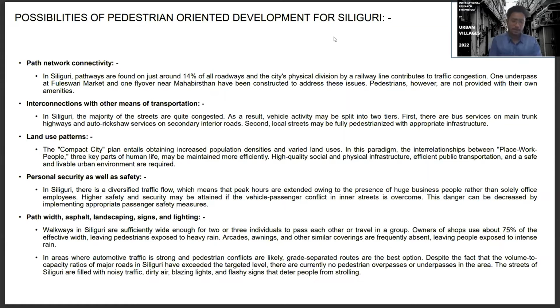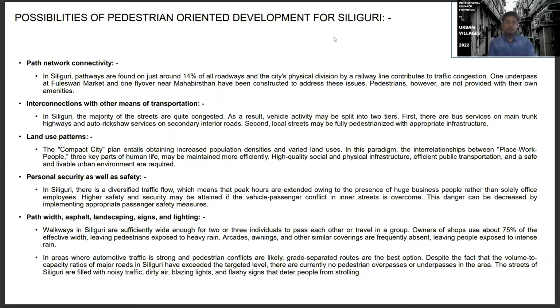Now, talking about land use patterns, compact cities specifically talk about place, work, people. The three things will be connected by high quality social and physical infrastructure and efficient transportation. This is much needed in Siliguri as a whole. And on personal security as well as safety, there's a diversified traffic flow. During the peak hours, they cater not only to office employees, but also business people. So there are high chances of vehicle passenger conflicts in the inner streets, and this needs to be overcome.